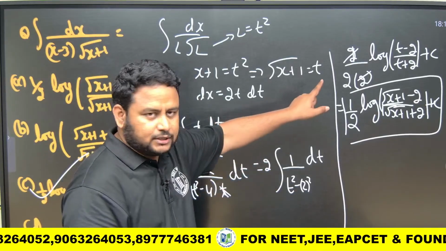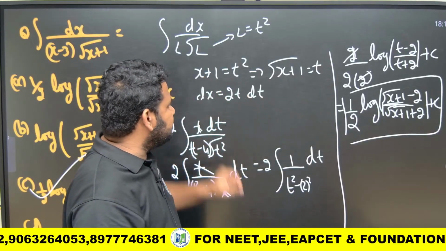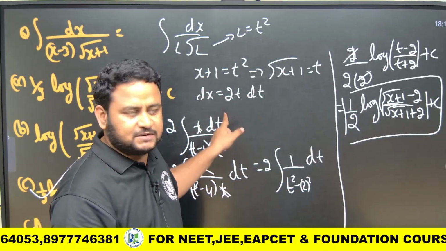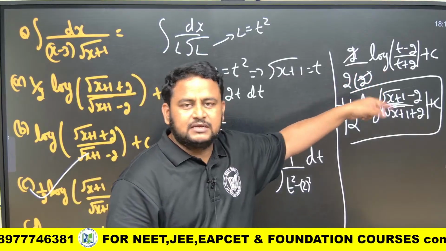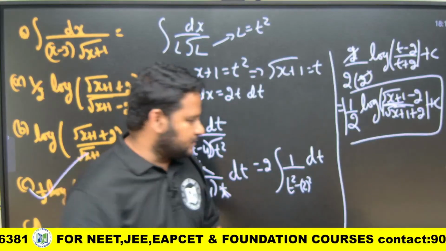Okay, here we take t square is equal to x plus 1, then t will become equal to what? Square root of x plus 1. So wherever t is there, we have to put square root of x plus 1. That's it. Clear? Let us move to the next question.